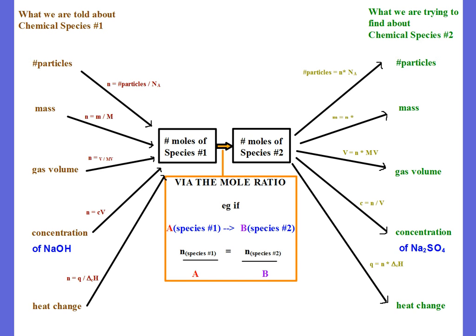We need to write down a chemical reaction and convert the moles of sodium hydroxide to the moles of species 2, which in this case is sodium sulfate, via the mole ratio. And now that we've got the moles of species 2, we can then use this formula here because we're trying to find a volume or concentration of sodium sulfate at the end. So that's the technique we're going to use for this question.